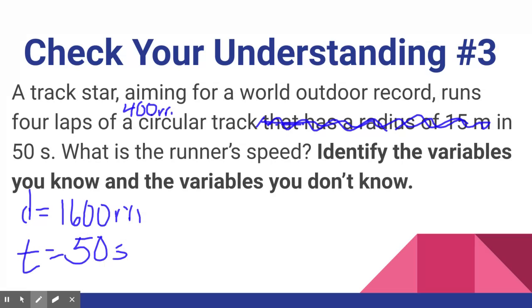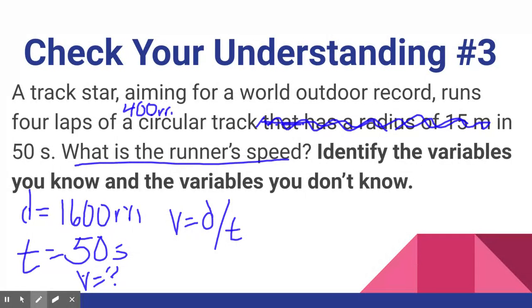And what don't we have? Well, we want to know what the speed is. So V, we don't know V. So it's going to have a question mark. Okay, let's write down the formula. So V is going to be equal to D over T. Okay. And then let's just plug in and calculate. So this dude ran 1,600 meters in 50 seconds. So it's going to be 1,600 divided by 50, which is going to give us a speed of 32. Oops, that doesn't look like a 3.